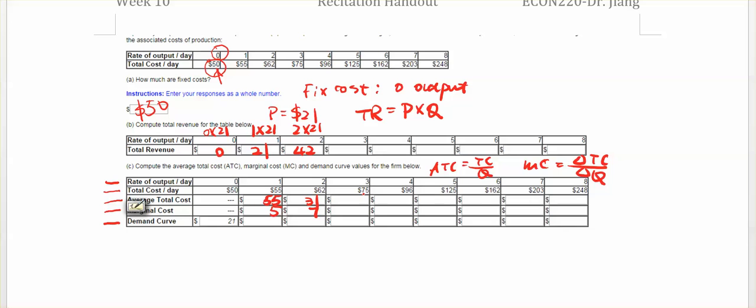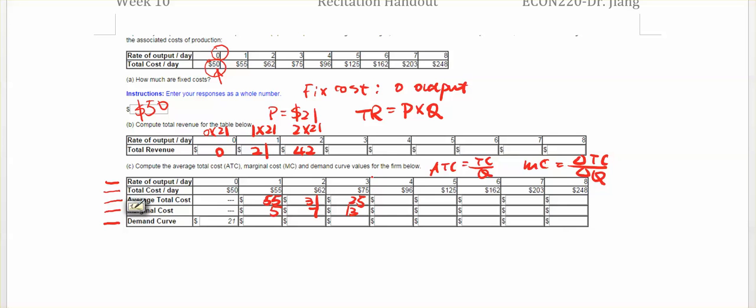How about the next one? When we have 3 outputs, the total cost is 75. We use 75 divided by 3 to get the average total cost, which is 25. And how about the marginal cost? The marginal cost is equal to 75 minus 62 divided by 3 minus 2, and then we get 13. You can use a similar method to fill in the rest of the average cost and marginal cost.